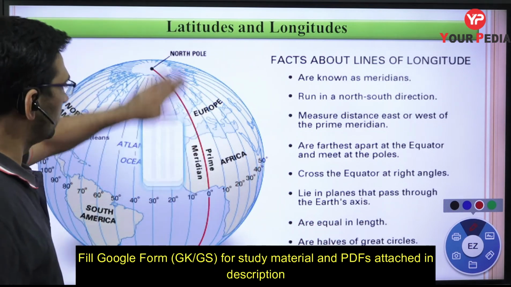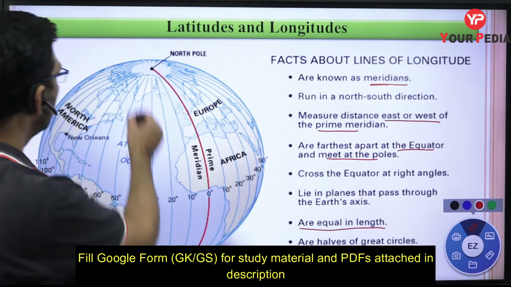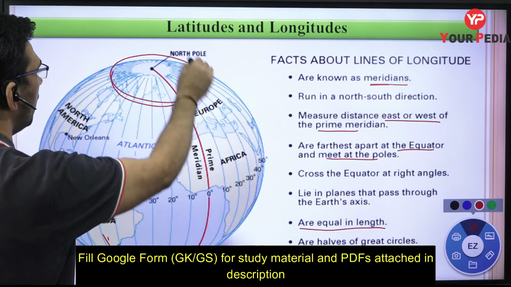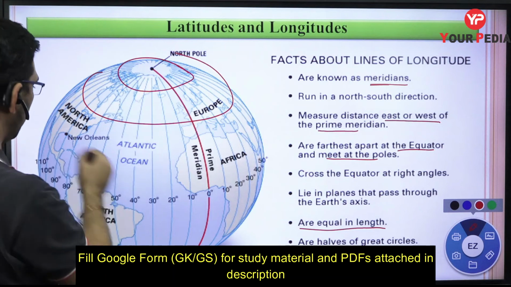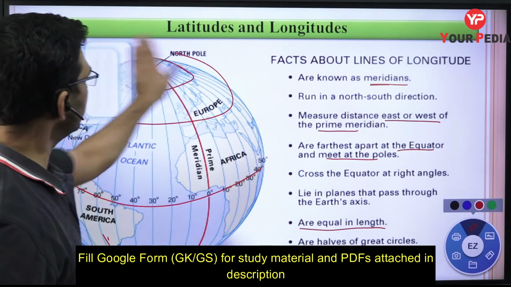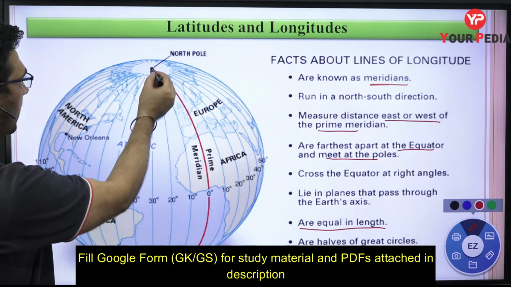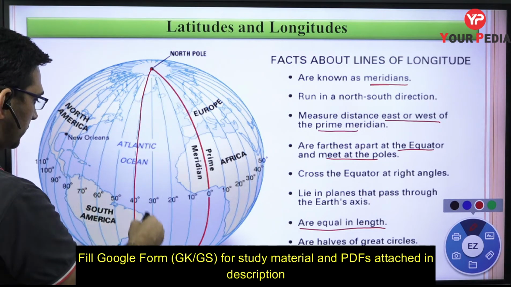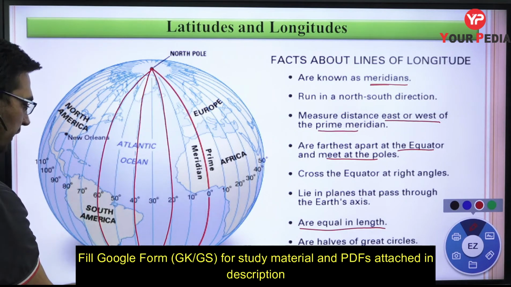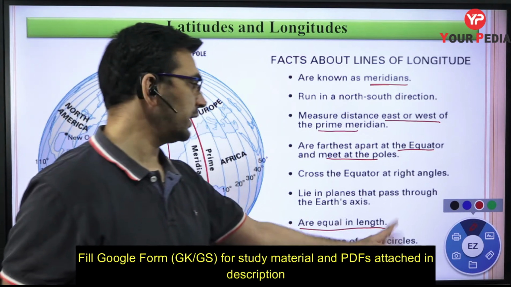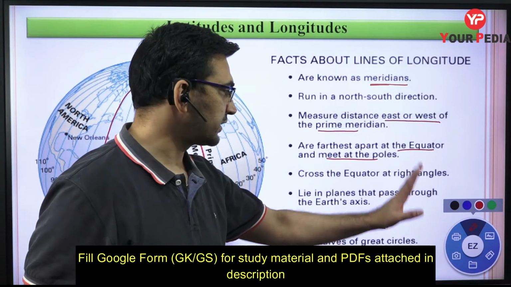You can take any meridian. Were all the latitudes equal in length? No. Were all the parallels equal in length? Obviously not. This is smaller, this is bigger, and the biggest one was this. But in this case, because the meridians run north and south, all of them are going to have the same length. If I ask you about this, all of these meridians are going to have equal length, right? They are halves of great circles.